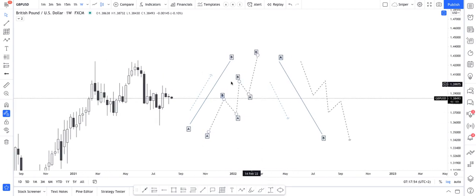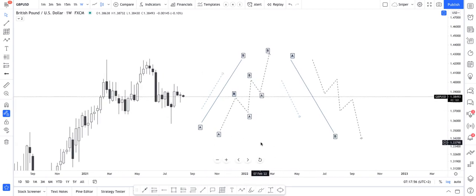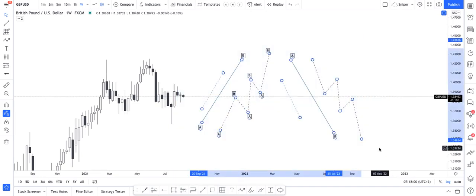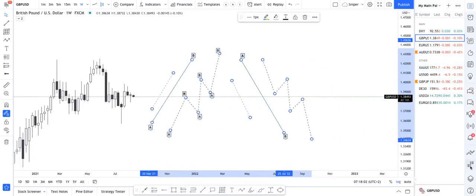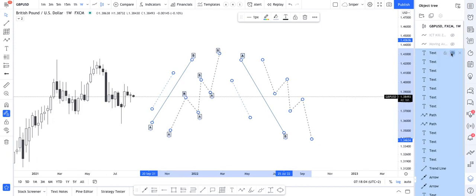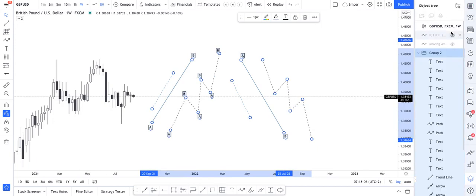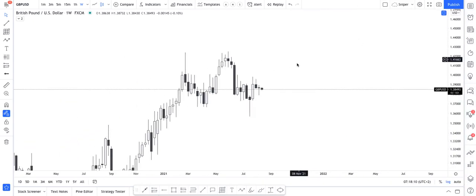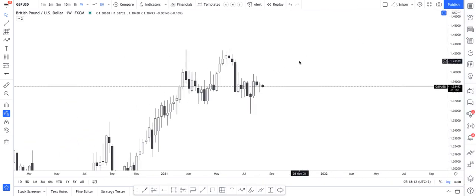So just keep this in mind, this is something important that you need to remember. I'm not going to delete it, but I'm just going to make it a group and hide it. Okay, so we're on the weekly. On the weekly, we just need to identify point A and point B.